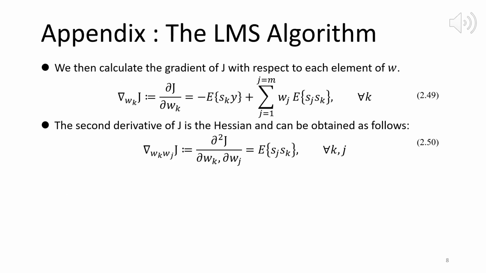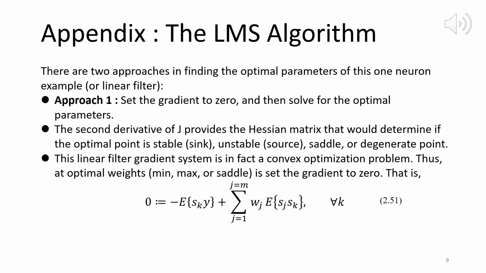To obtain the optimal parameters, that is, the vector w, we first calculate the gradient of the loss function with respect to each element of w, which is shown in equation 2.49. We can also derive the second derivative of the loss function, which is the Hessian matrix, as shown in equation 2.50. There are two approaches in finding the optimal parameters of this one neuron example.